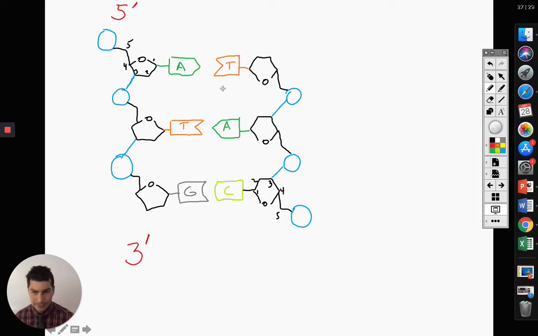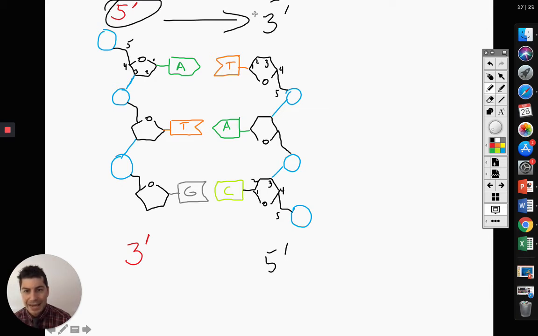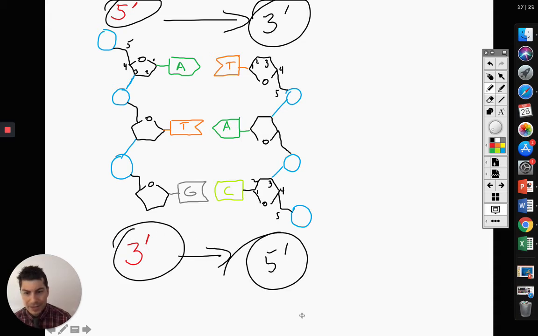Okay. Now, if you look here, if we were to label all of our carbons again on this last one, 1, 2, 3, 4, and 5, the third carbon is always pointing this way. So this side is going to be 3 prime, and this side is going to be 5 prime down here because the 5 prime carbon is pointing upward. So if you notice, this is why we call DNA anti-parallel. If this is a 5 prime side, across from it, it has to be a 3 prime side. And vice versa, if this is 3 prime, across from it, we have to have a 5 prime.